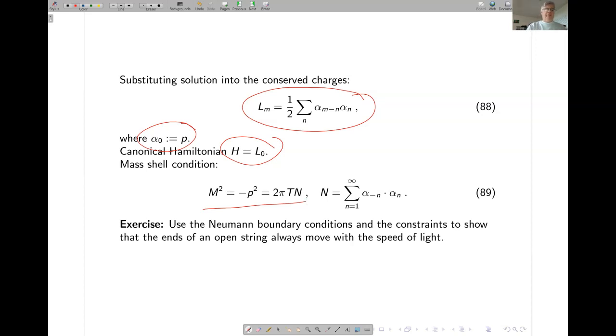A fun thing to check, which should be very quick for you to do, is that with the Neumann boundary conditions and imposing the constraints, one can show that the ends of an open string always move with the speed of light. I'll leave it to you to check. That's a fun fact that everybody interested in string theory should check once for him or herself.